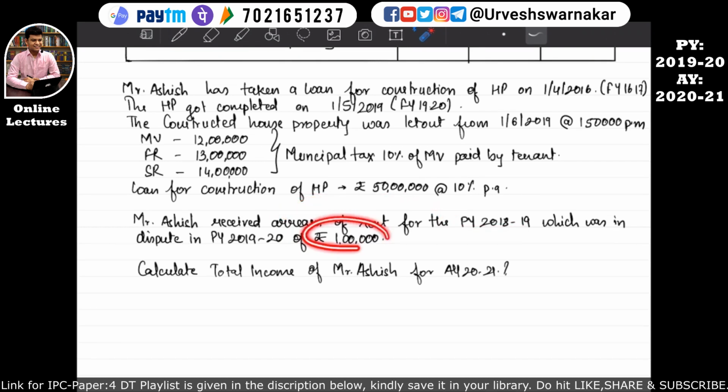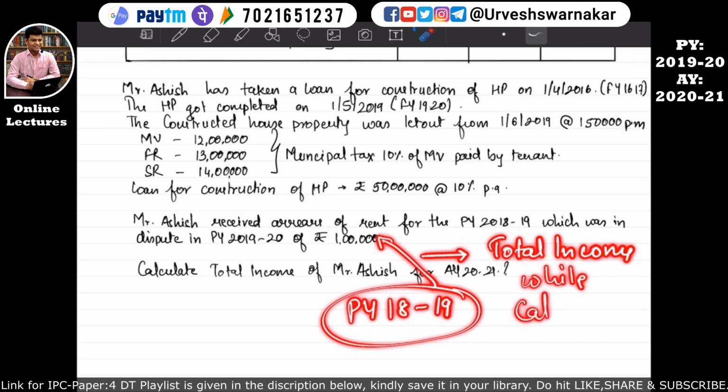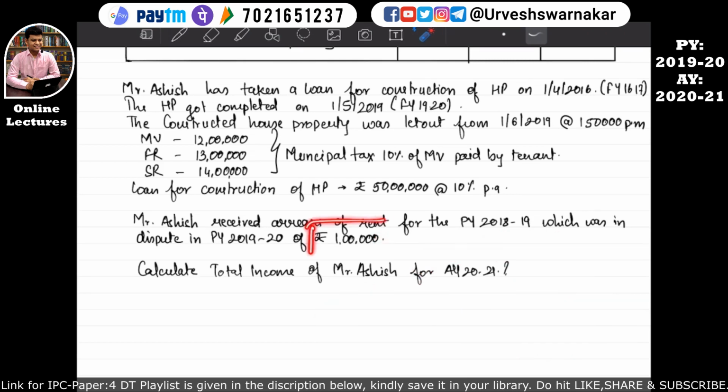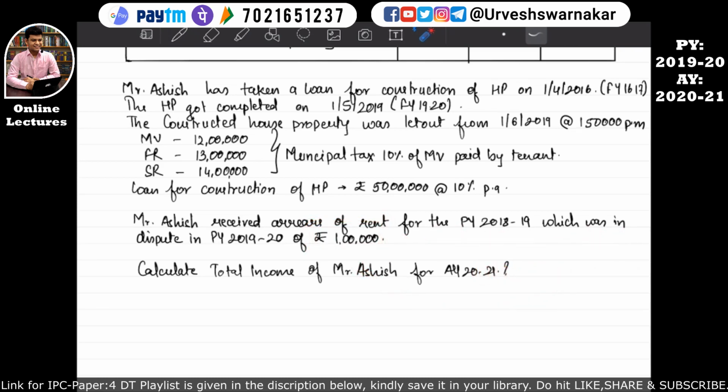Okay, so that means on this 1 lakh in the earlier year, the previous year 18-19, this 1 lakh was not considered in the total income while calculating income from house property. I hope this is quite clear to you all. So basically on this 1 lakh, the deductions available under section 24 were not available, so we can calculate the deductions now.